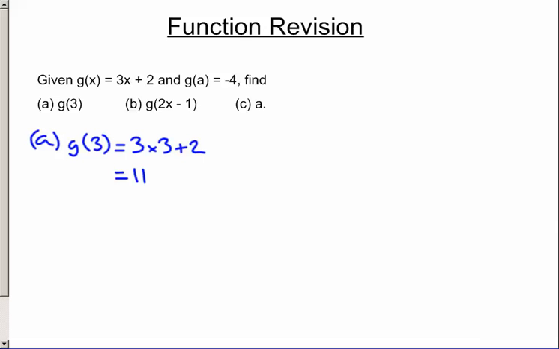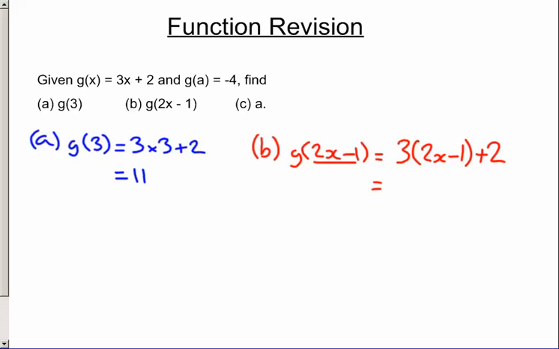we have g of 2x minus 1. All that means is every time we see an x in our function, we replace it with 2x minus 1. So this is 3. Instead of x, we write 2x minus 1, and then plus 2. But on simplifying, 3 times 2x is 6x. 3 times minus 1 is minus 3, plus 2, which gives us 6x minus 1.